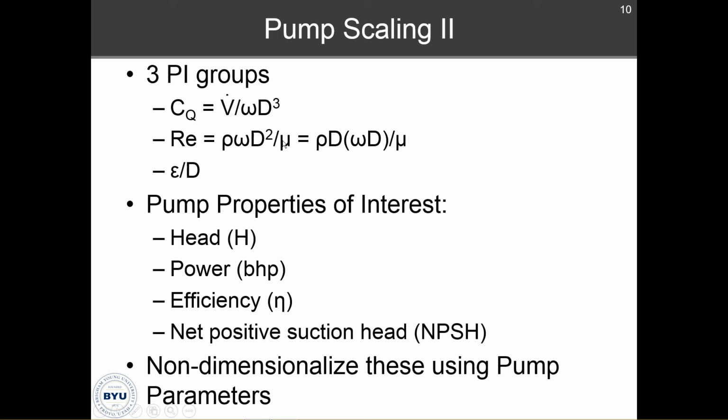And that is our third pi group that we have beyond typical simple pipe flow. So what are the properties of interest that we want to be scaling or looking at? Well, the things we really want to look at are the head, the brake horsepower or the power, the efficiency, and the net positive suction head. Those are the 4 parameters that we want to make sure that we match appropriately.